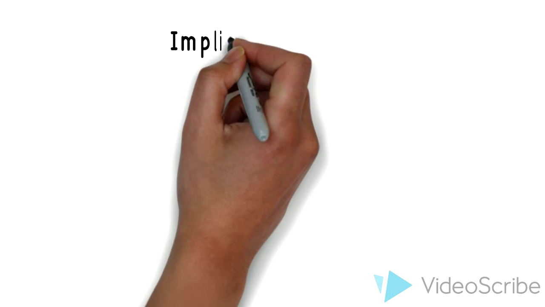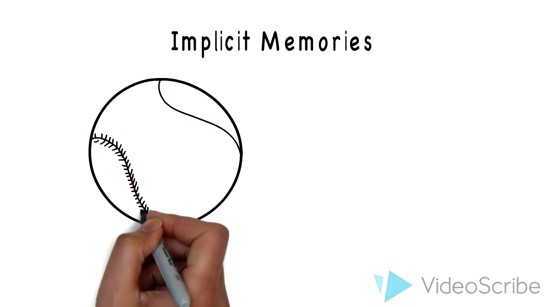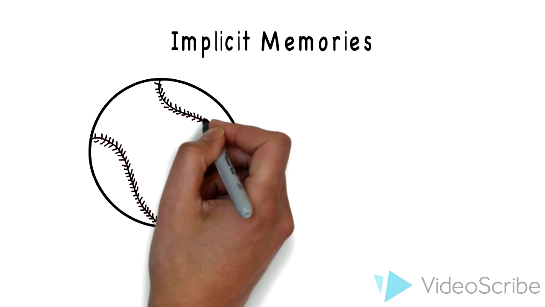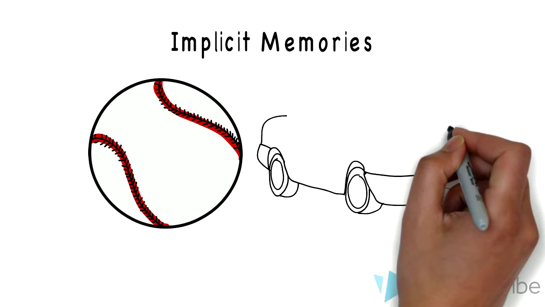Implicit memories are procedural, which are how-to memories, such as how to throw a baseball. And they are also conditioned memories, which are repetitive procedures, like driving a car every day.